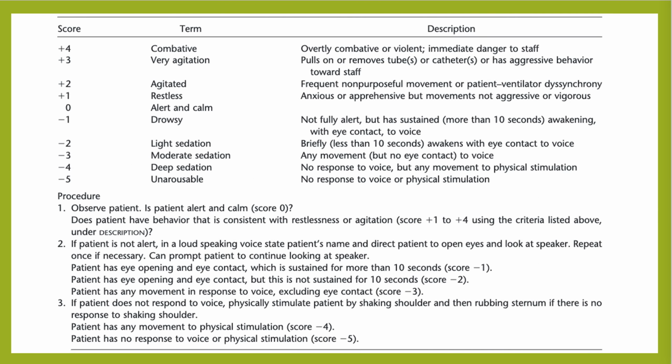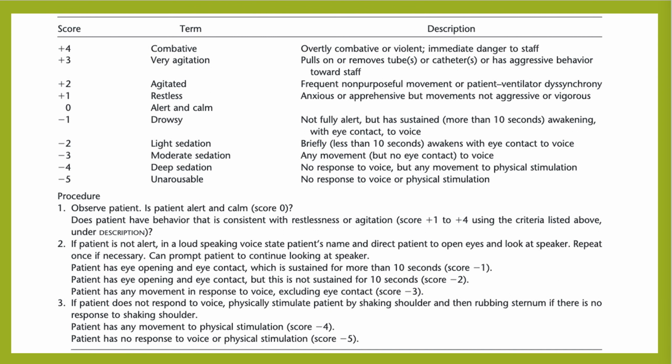Here is the test. On the left you can see the positive scores, which correlate to the agitated states, 0 which correlates to alert and calm, and the negative numbers which correlate to a state of sedation. On the right there is a description for the criteria needed to be labeled that score. So the 3 items are as follows. First, you need to assess for a 0, which is alert and calm. If that's a no, you next go toward the positive numbers, the agitated states. Again, you can see the criteria under description.